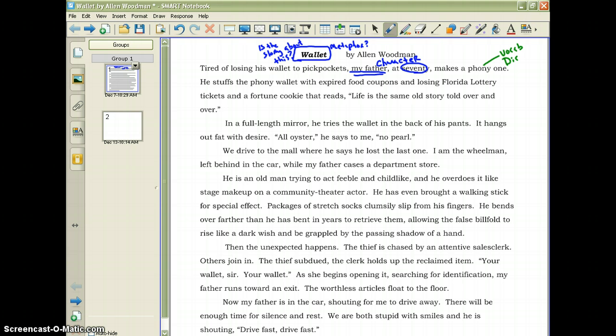So we call this diction. This is the word choice by the author. Oh, good point. And he's creating a phony one. So this brings up, even if you go back over to the beginning, tired of losing his wallet, we have the conflict of the story also.